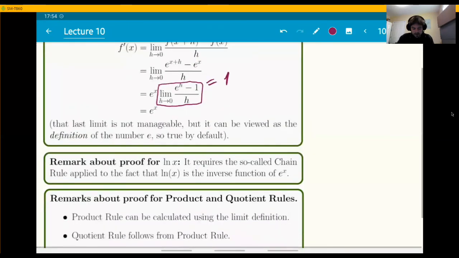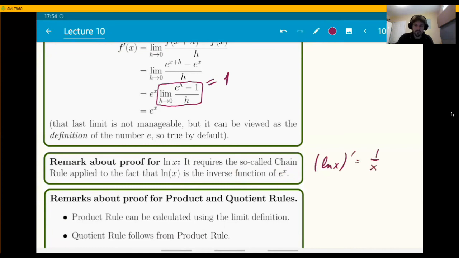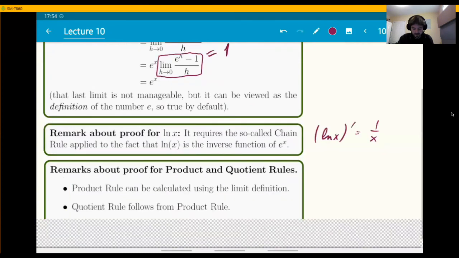For ln, I have only 2 lines. I'm saying here, it actually requires the so-called chain rule, which we're going to learn next time. And it's going to be applied to the fact that ln is the inverse function of e to the x. Differentiating an inverse function requires the chain rule. So we can't really prove the formula for the derivative at this point. We just have to accept it. But I'm pretty sure that most of you are ready to accept this without proof.